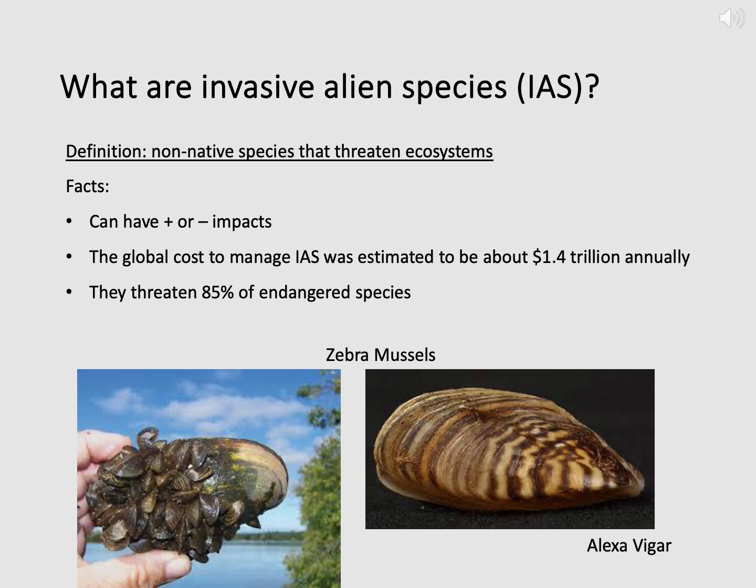To start off, you might want to know, what are invasive alien species? The definition is non-native species that threaten ecosystems. Some facts: they can have positive or negative impacts. A positive effect example is some invasive species can provide soil stabilization that helps the native plants. A negative effect example is the Asian tiger mosquito is responsible for spreading diseases like the West Nile virus.